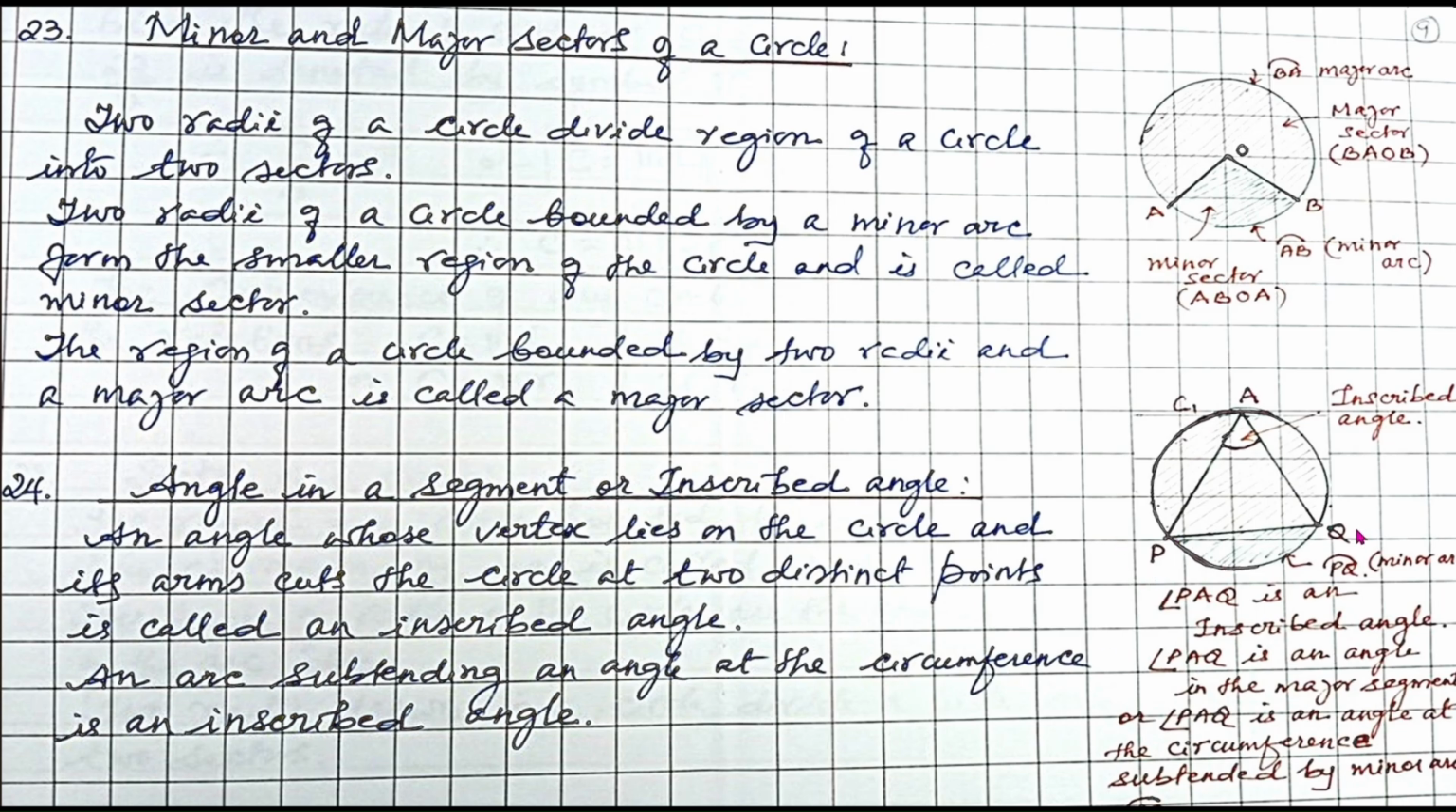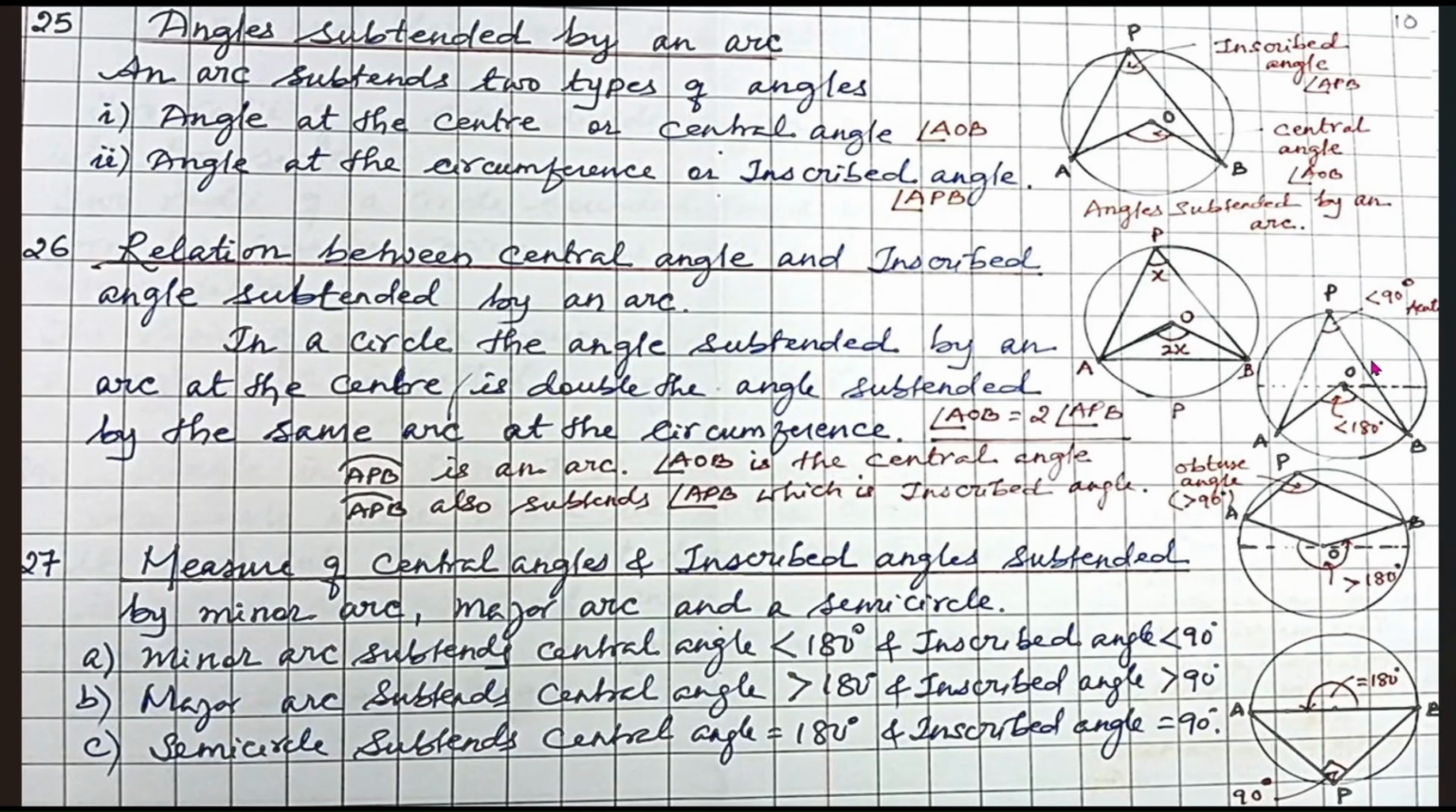Therefore we have an arc here, that is arc PQ, which subtends an angle at the circumference, and that is called an inscribed angle. So the angle PAQ is an inscribed angle, or angle PAQ is the angle subtended at the circumference of the circle. Remember that. And here PAQ is a minor arc, therefore it is the angle subtended by a minor arc. Remember that.